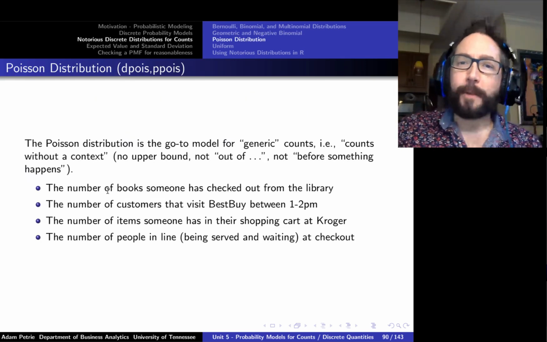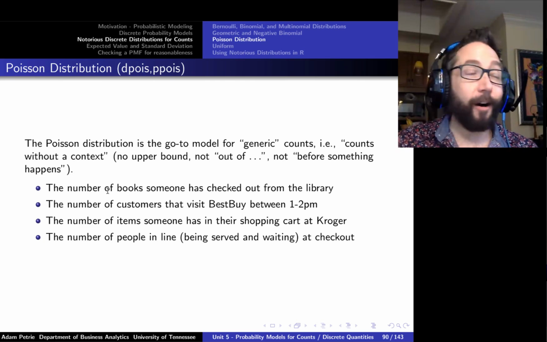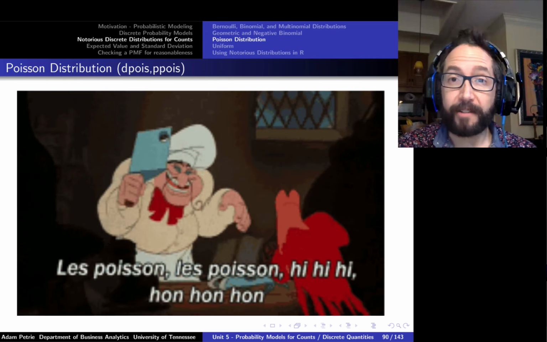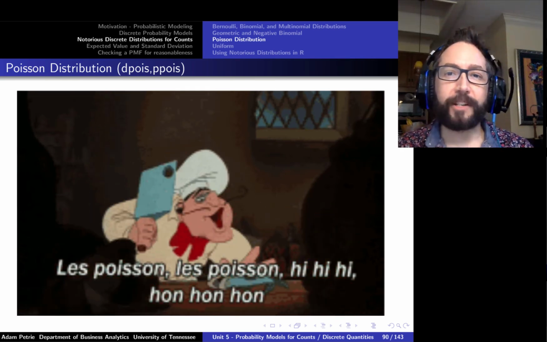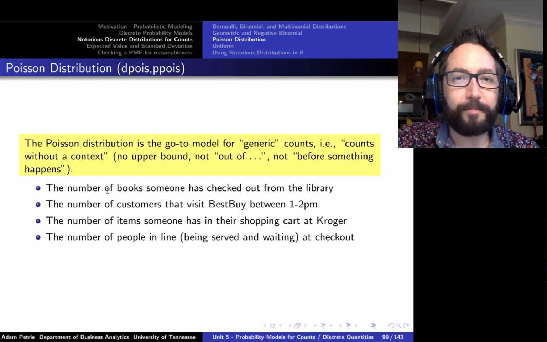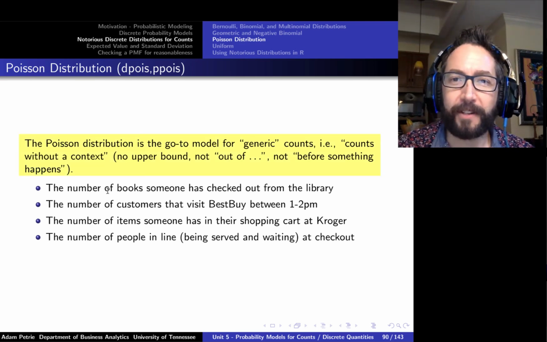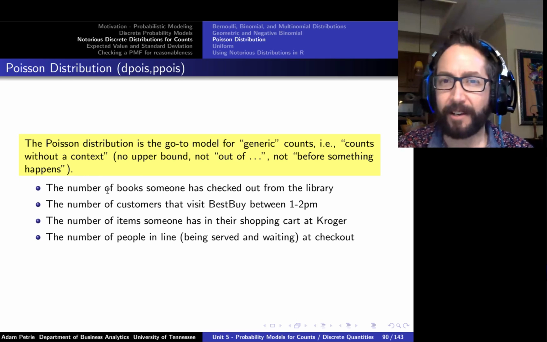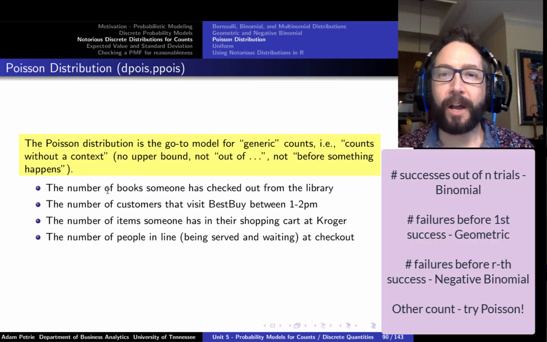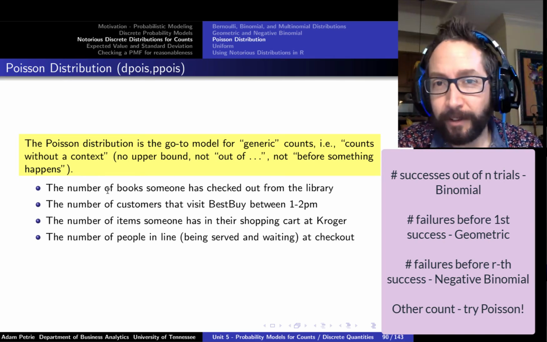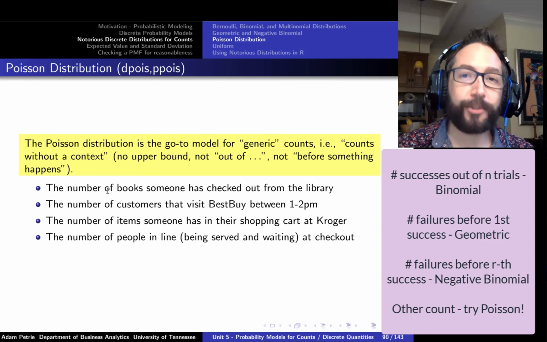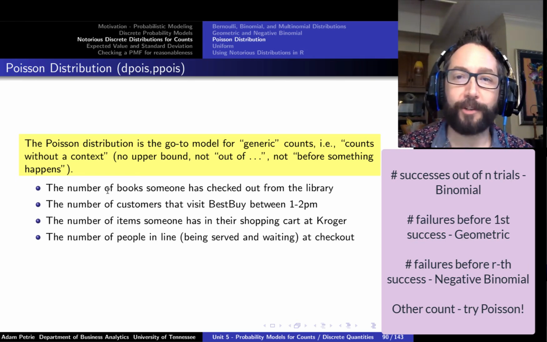All right, I think one of the most useful distributions in all of business analytics, and actually in all of science, is the Poisson distribution. And our Poisson distribution is going to be our go-to model when we're just counting up something in general. So if it's a count without a context, like we're not counting up the number of times something happens out of n trials, we're not counting up the number of failures until something happens, we just have some sort of generic count, the Poisson model is going to be our go-to distribution.